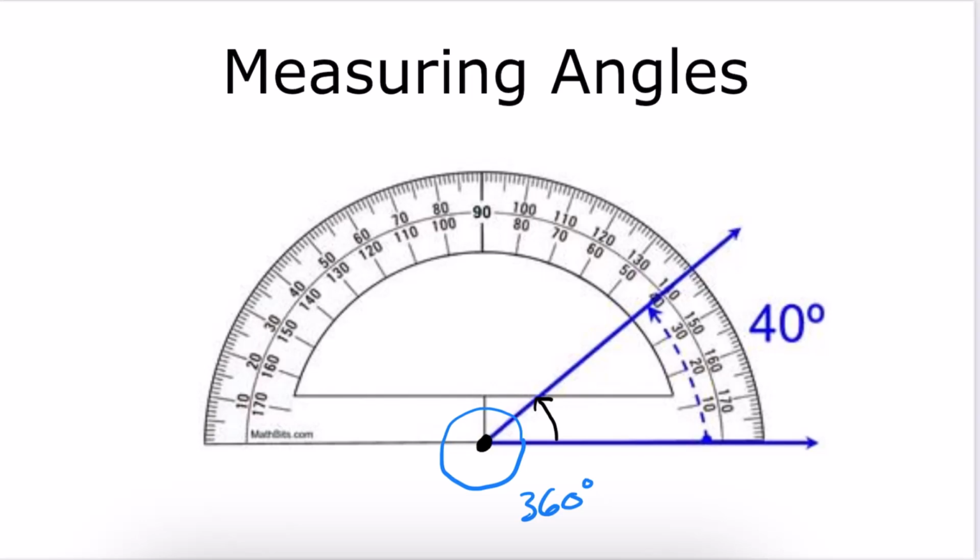And so what that means is if you do a half rotation, so if you rotate halfway, then that is a 180-degree rotation. And so any straight line, if you put a point at any point on a straight line and you measure the angle between the two line segments that point separates, the angle will always be 180 degrees.